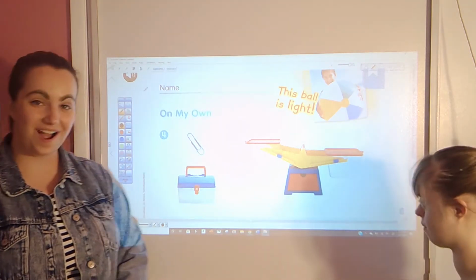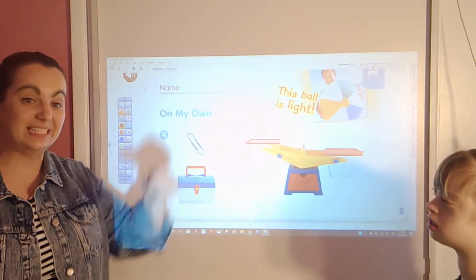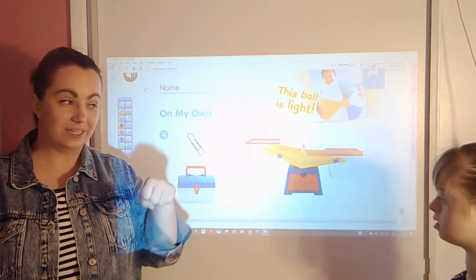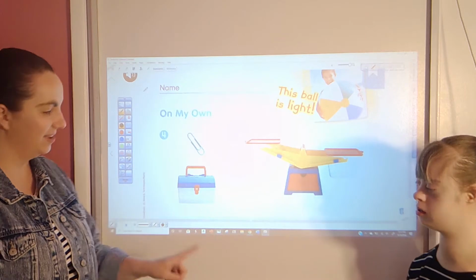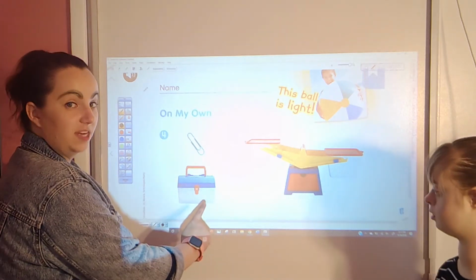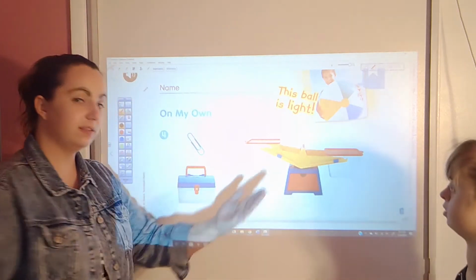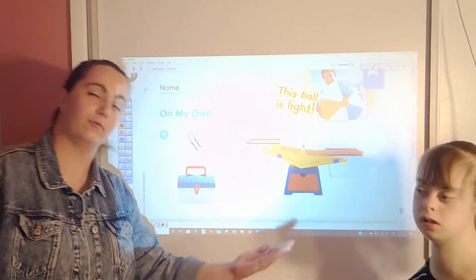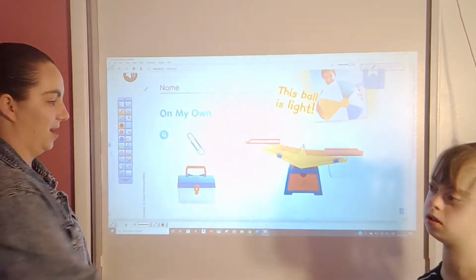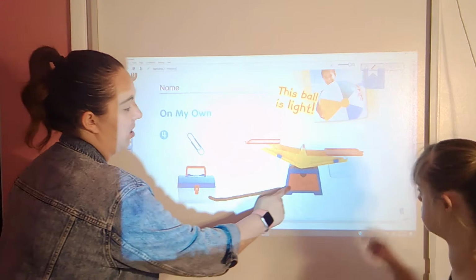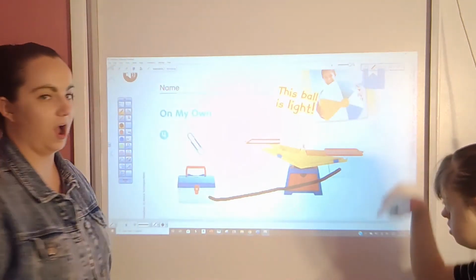Yes, good job. The lunchbox is heavier, more weight to it. Okay, so we're going to draw a line from the lunchbox to the side of the scale that's being weighed down with something heavier. Good. Here comes the lunchbox. Good job.